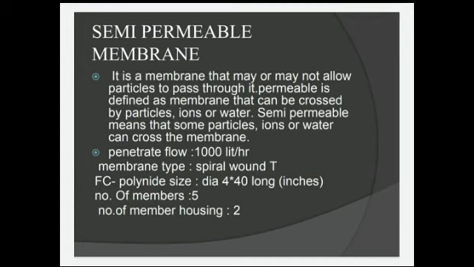Permeate flow, 1000 liters per hour. Membrane type, spiral wound TFC polyamide. Size, 4 by 40 inches long. Number of membranes, 5. Number of membrane housings.